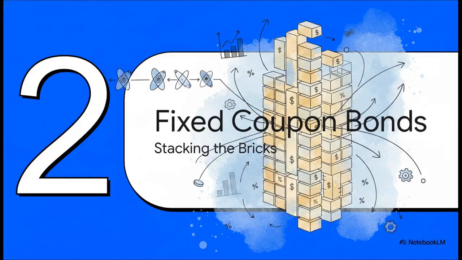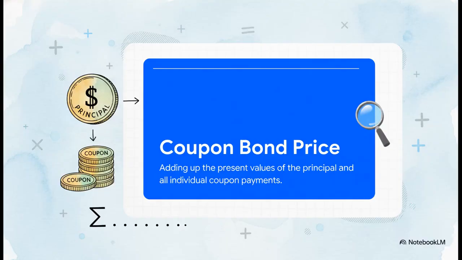Section 2. Fixed coupon bonds. Stacking the bricks into molecules. Okay, now that we understand the atom, let's start stacking them together to build something a bit bigger. And hey, please don't let this equation intimidate you. We can break it down together.